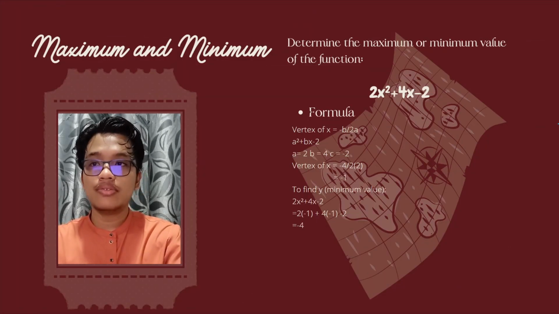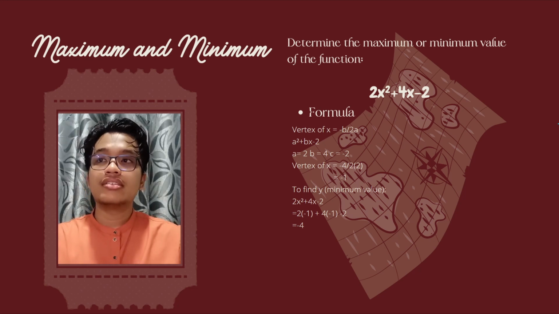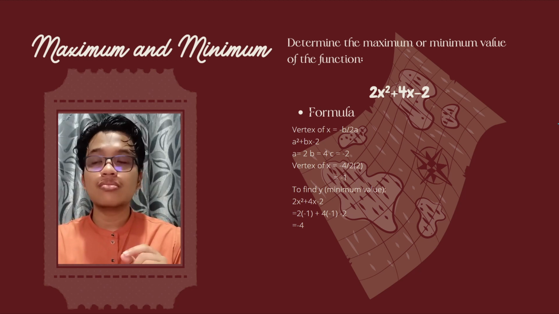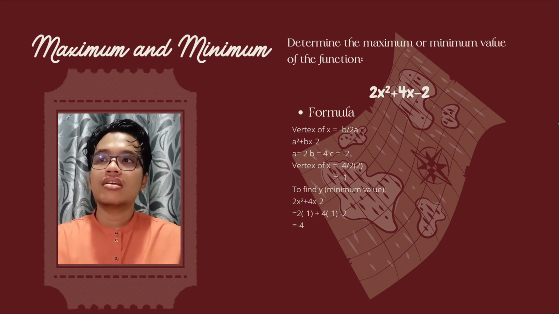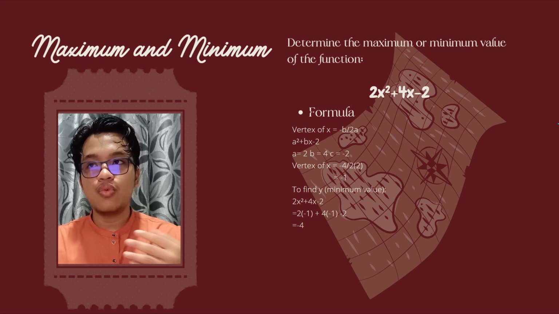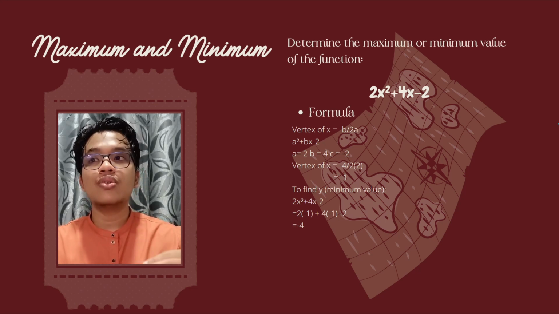Okay, for the formula, since a here is more than 0, the parabola will open up, and it will give the minimum value. The formula for the vertex of x is equal to negative b divided by 2a. So here we can conclude that a is 2 and b is 4. We get the vertex of x is negative 1. So we put the negative 1 back into the equation, and we get the minimum value is negative 4.